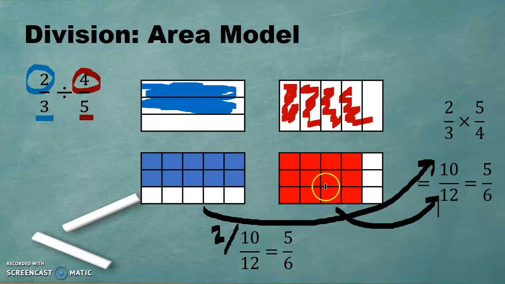Now a way to check it is to use the multiplicative identity method right here. So our 2/3 stays the same, and then instead of division we multiply, and we flip our divisor to 5/4, which results in 10/12, and 10/12, as we said, simplifies, reduces to 5/6. So our quotient is 5/6.